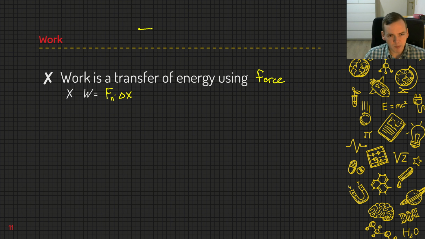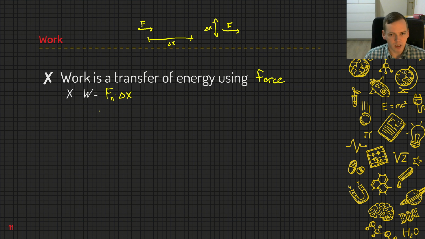So I push something to the right for a certain distance as I move to the right, then I'll do work on it. If I push something to the right while it's moving up and down, then I'm not doing work because these aren't parallel, they're perpendicular. And you'll notice these units are the same on both sides.